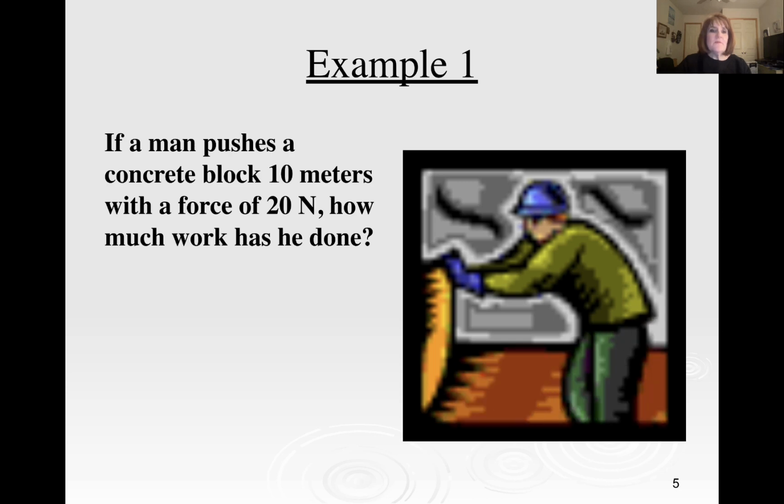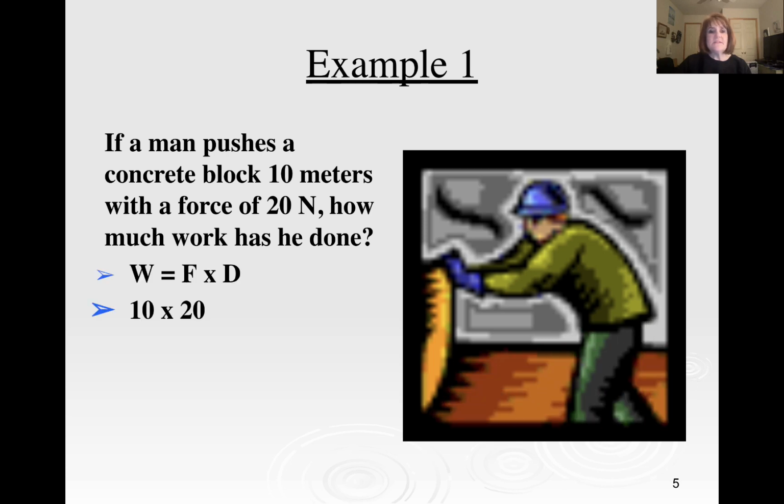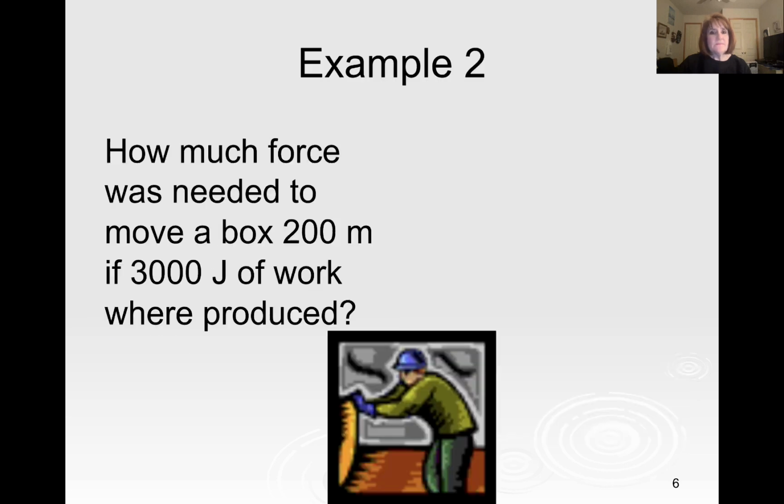So here's an example. If a man pushes a concrete block 10 meters with a force of 20 newtons, how much work did he do? Well, work is equal to force times distance. 20 times 10 would be 200 joules of work.